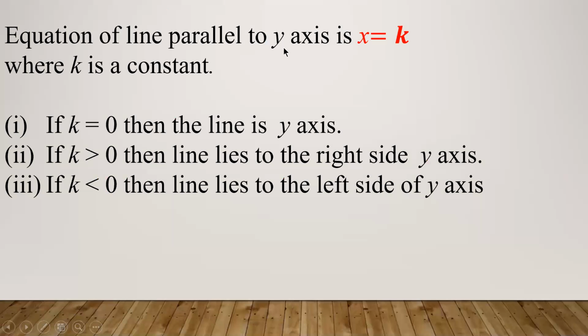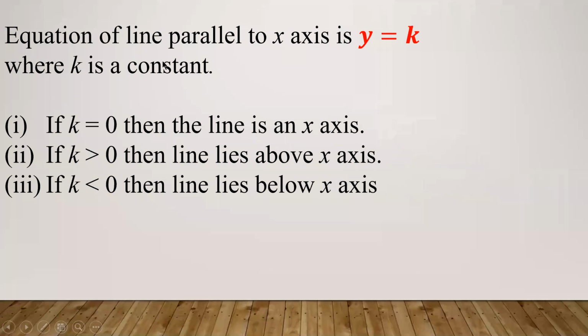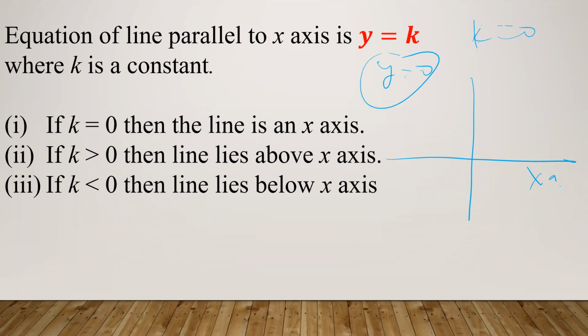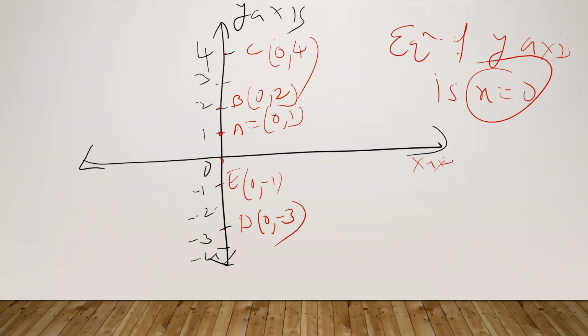the equation of a line parallel to x-axis is y equal to k, where k is a constant. If k is 0, that is, if your line is y equal to 0, then you will get y equal to 0. What is y equal to 0? It is nothing but the x-axis. The equation of the x-axis is y equal to 0. And if k is positive, your line will be above the x-axis, as we just saw.